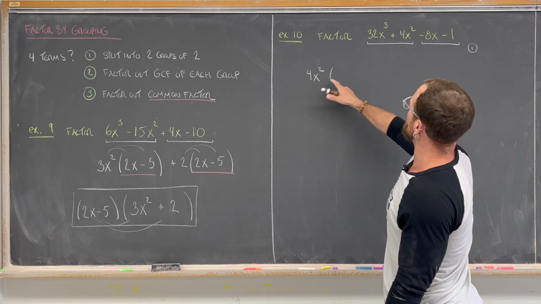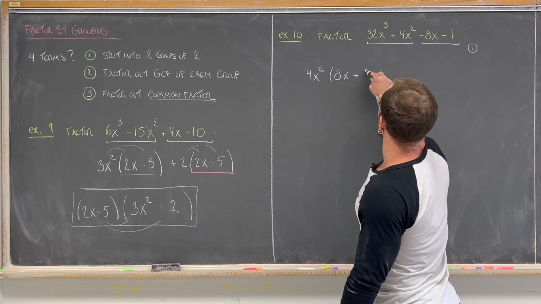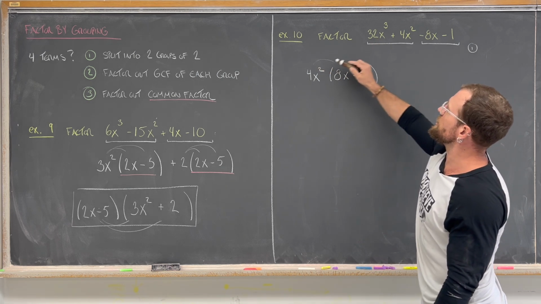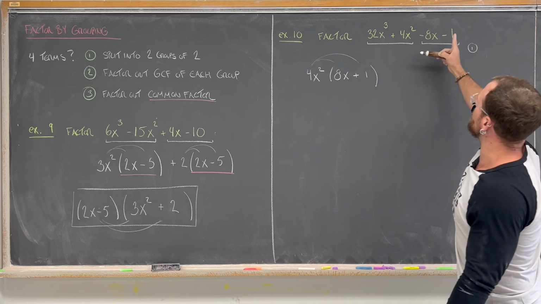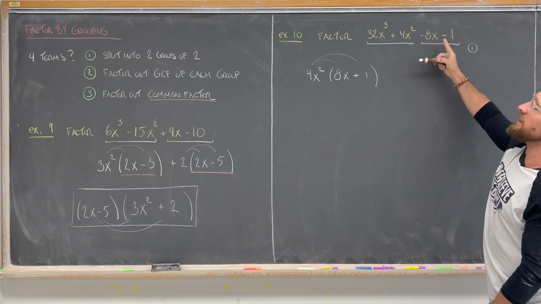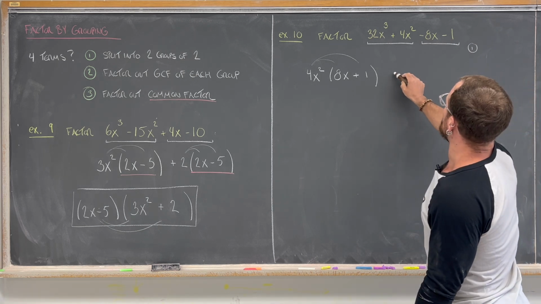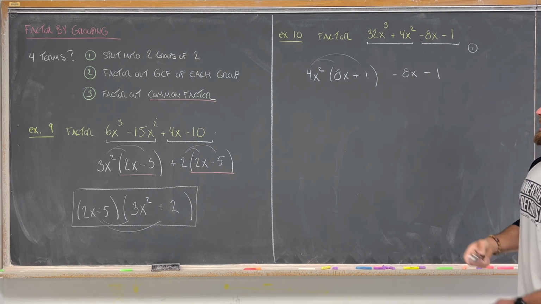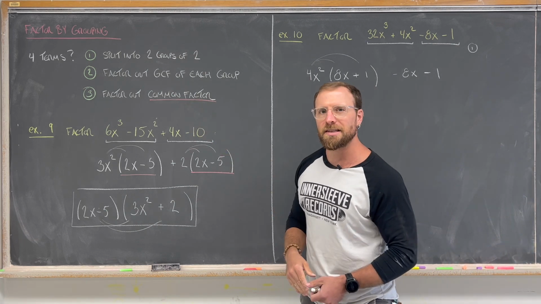When you pull that out, it leaves behind an 8x plus 1. Okay, 4x squared times 8x gives me 32x cubed. 4x squared times 1 gives me 4x squared. From the second group, there is really no common factor here. So you could just say, minus 8x minus 1. But then there wouldn't be any common factor for me to pull out in step 3.